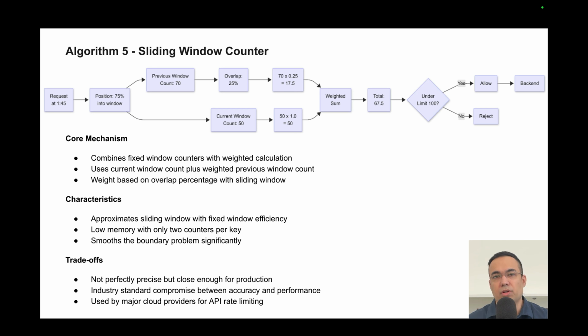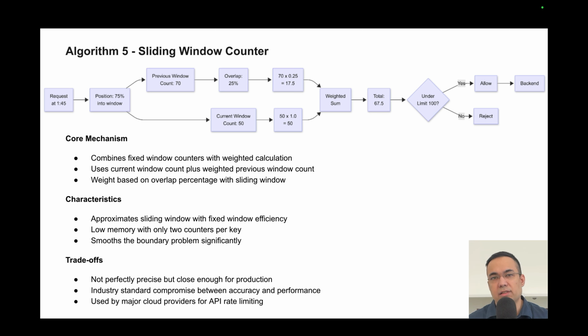The sliding window counter has excellent characteristics. It approximates the sliding window with fixed window accuracy. It has low memory with only 2 counters per key, and it smooths out the boundary problem significantly. The trade-offs are minor. It is not perfectly precise, but is close enough for production use.